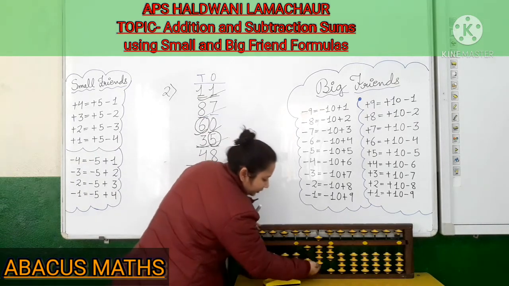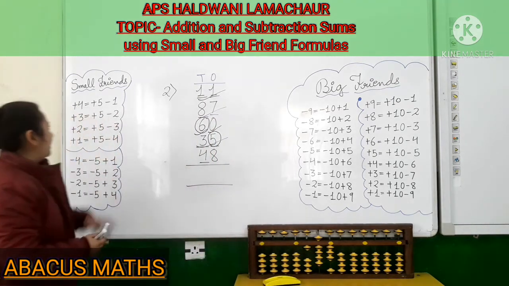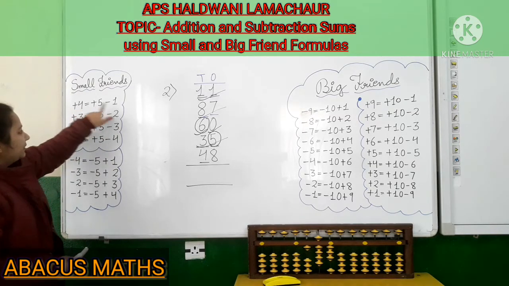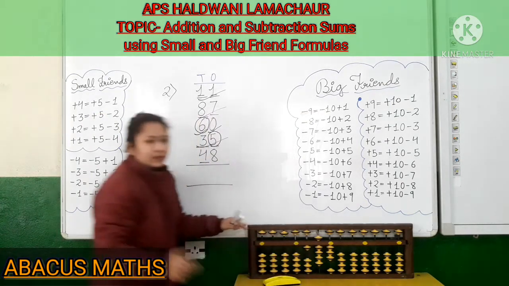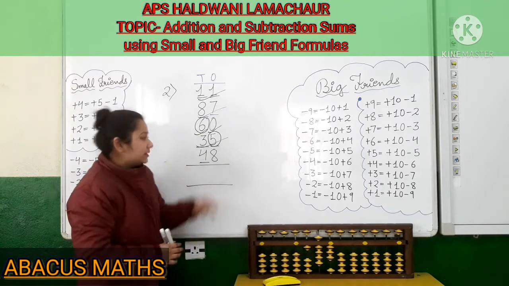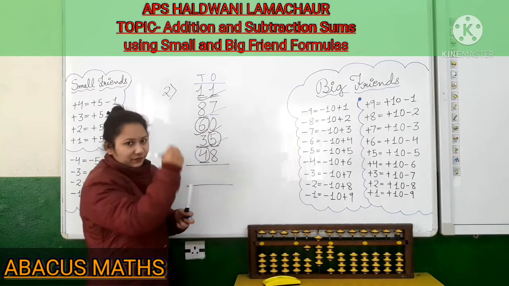Now next you have to add 4 in tens rod. Now for 4 you can see bead is not there. So for 4 take the help of small friends. Plus 5 minus 1. See plus 5 you can't do because 5 is already added.